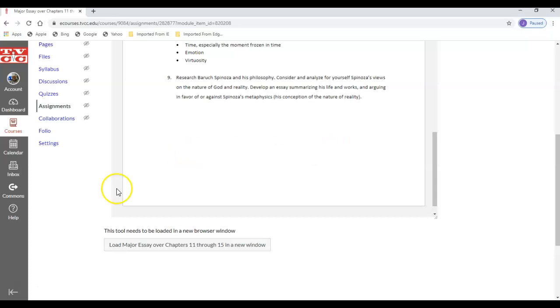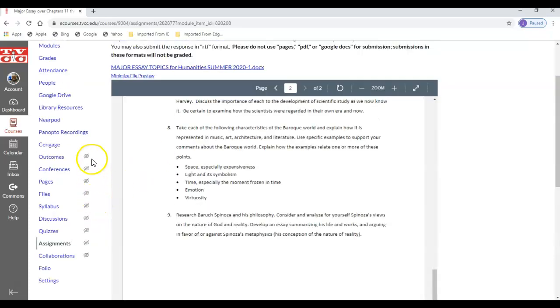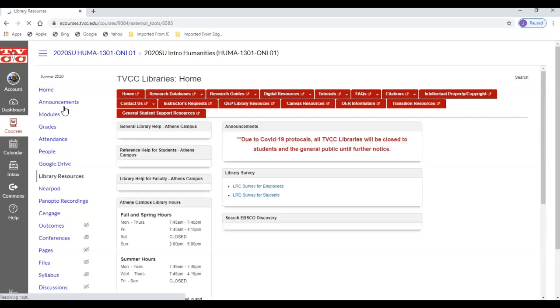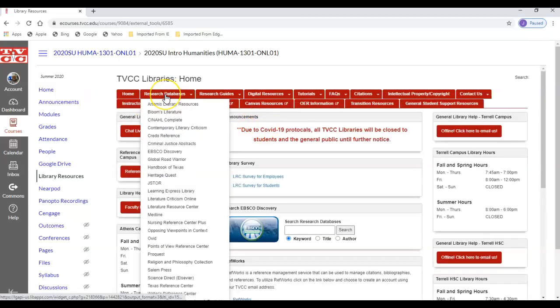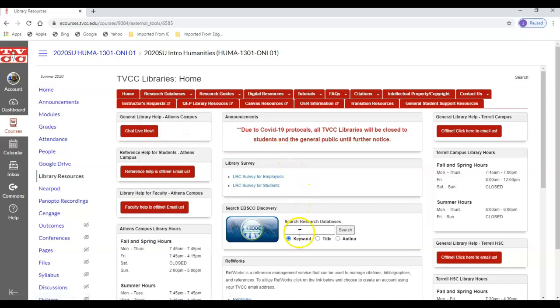It will require you to do some research. If you have questions about how to find some information, one of the wonderful aspects is that we have the library resources available for you. You simply click on this. It may ask you to log in. You can go to the research databases and look up some details here, or you can simply click here.